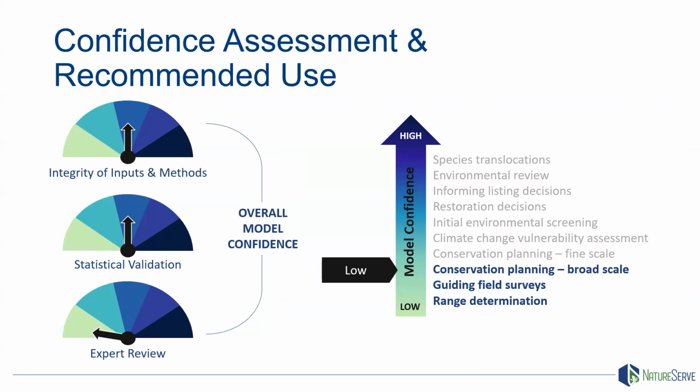To help users understand how much they can trust a given model and what kinds of applications it's appropriate to be used for, NatureServe has developed a model confidence assessment framework. A model confidence score is assigned to each model based on 3 factors: the integrity of inputs and methods, statistical validation of outputs, which is performed as part of the modeling process, and expert review of the model outputs. Is the prediction consistent with what those who know the species well understand about its habitat? The confidence scores provide a measure for the uncertainty associated with the model.